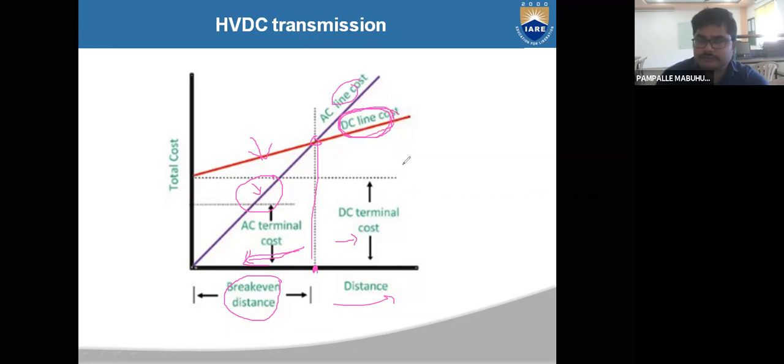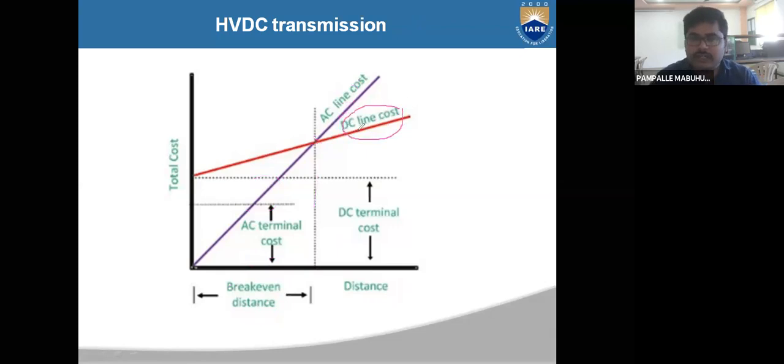High voltage DC lines will generally be used for transmitting power over very long distances. Why? Because the total cost incurred for HVDC lines will be lesser when compared to AC lines. Because of this, you have to take cost considerations into account depending upon the distance. When the distance is very high, you have to go for HVDC lines. If the distance is minimum, then you transfer the power through AC lines.